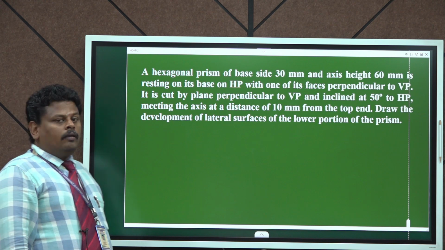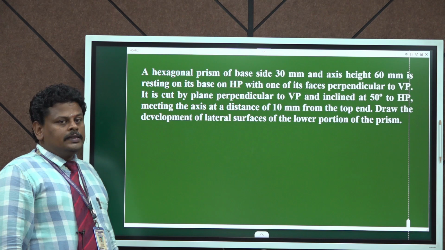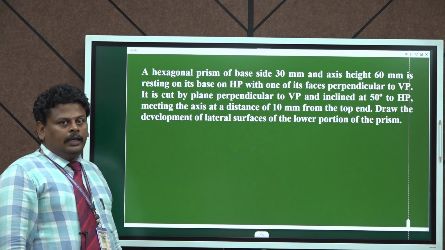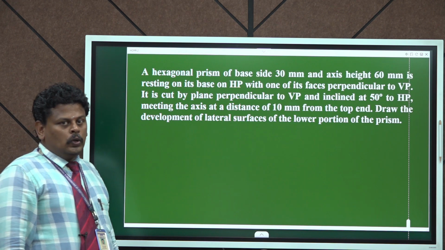Now they have asked us to draw the development of the lateral surfaces of the lower portion of the hexagonal prism. So now we will move to the solution.